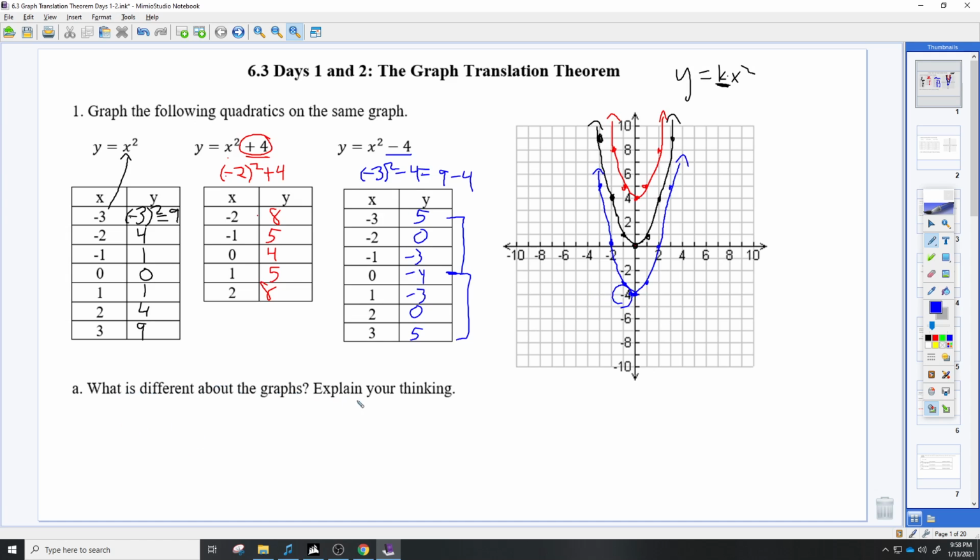So what is different about the graphs? And then you have to explain your thinking. I am not going to answer that. You guys can answer that. Write it out. What's different between all three graphs? How is it moving? How is it shifting? I'm not going to write it out, but specifically we're looking at something that's going, when we add or subtract a number, it's either moving the graph up or it's moving the graph down. So what I will say is it's giving us a vertical shift. When you add 4, it goes up 4. When you subtract 4, it goes down 4.